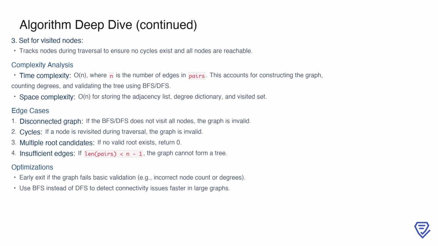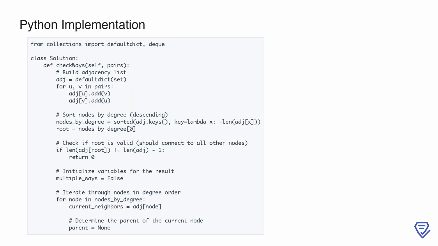Here, we begin by importing the necessary modules, defaultdict to simplify the adjacency list construction and deque, which may assist in other operations as needed. In the checkWays method, we start by building the adjacency list from the given pairs. Each node is mapped to a set of its connected neighbors, ensuring efficient lookups.